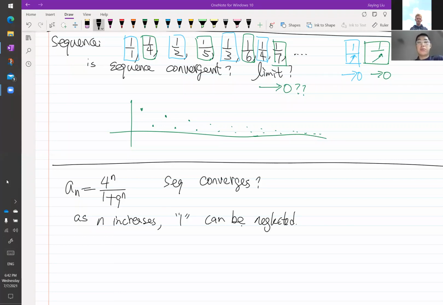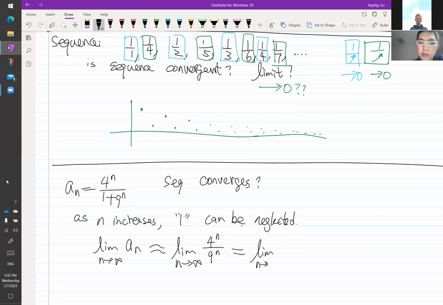Compared to the other two terms with the n as an exponent, 1 is very small, so we can basically neglect that. So we basically want to know the limit as n goes to infinity of a_n, and that's about the limit as n goes to infinity of 4 to the n over 9 to the n. That's what we want to compare at the end. And this one you can write as the limit as n goes to infinity of (4 over 9) to the n's power.